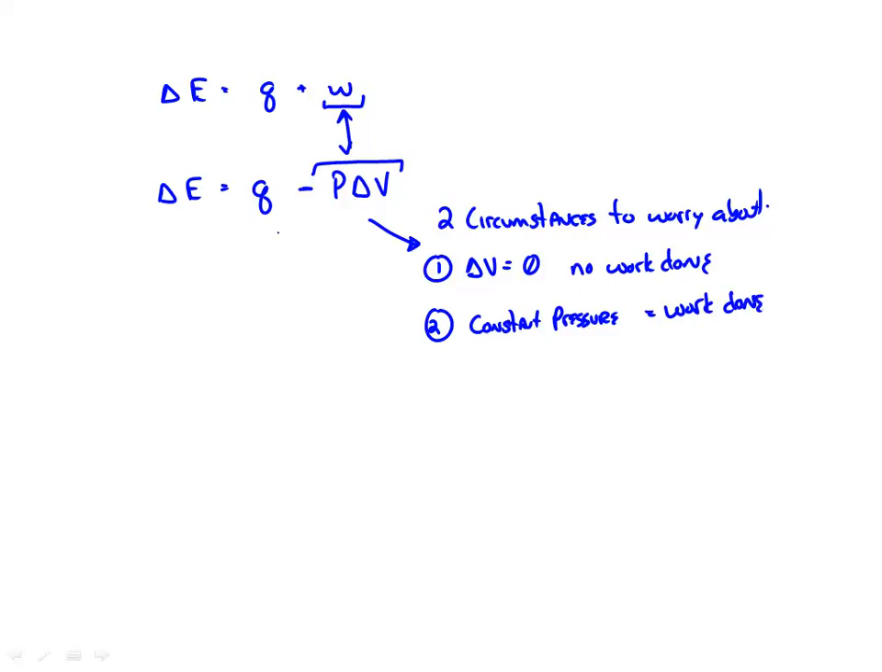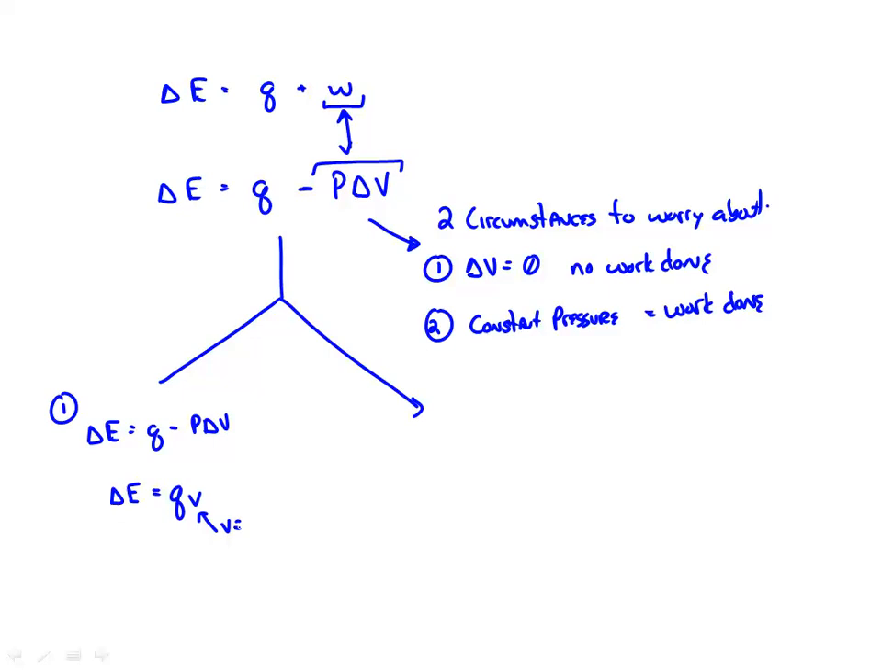And so we can say that there's two separate equations that we can worry about. The first one is delta E equals Q minus P delta V. And if delta V is equal to 0, then that simplifies to the change in energy is simply equal to Q_V, where that V says that the volume is constant. And this is one of those nitty-gritty things that I sometimes think I should just skip over, because in the end we just pick one of the equations and go with it.